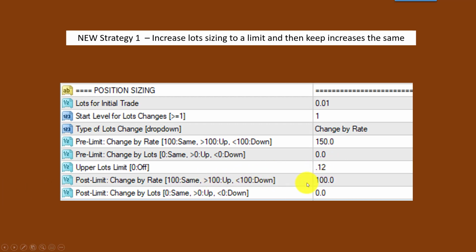Now, you can keep that limit repeating on your next transaction. So if you put in 100% there, what will happen? Your next transaction will go to 1.2, will stay at 1.2, and the next one will be 1.2, and the next one will be 1.2. That way we have capped the loss that you can make by introducing this upper lots limit concept. So that's strategy one, where you increase your lots to a limit and keep the increases from then on the same.